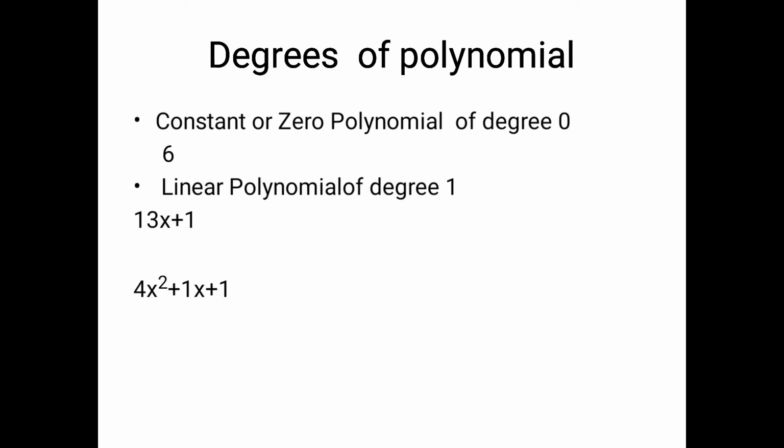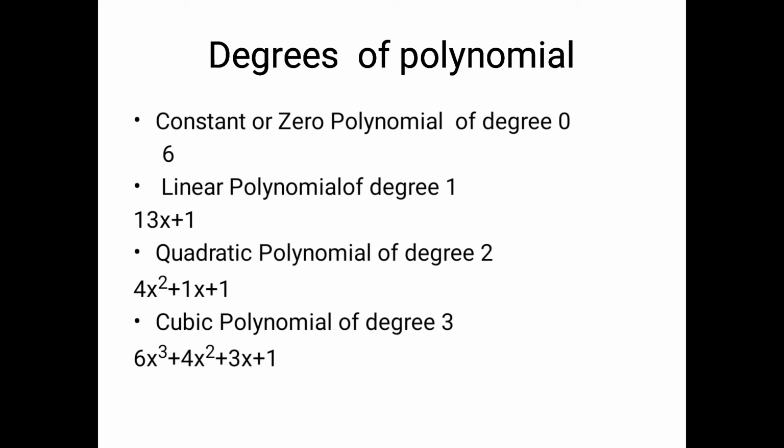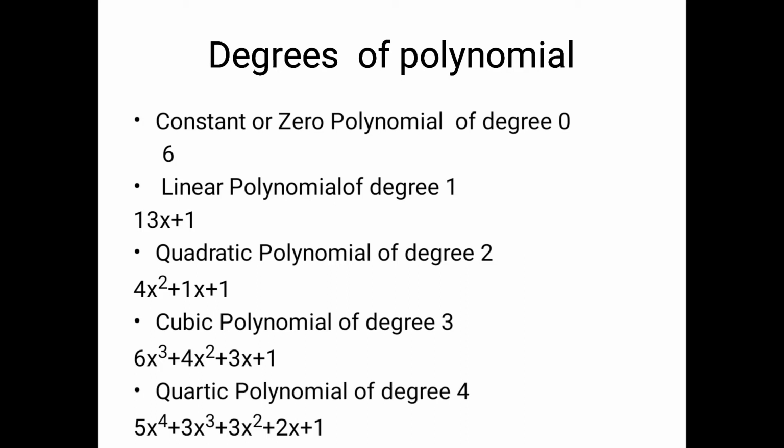We have one more polynomial, 4x square plus x plus 1. This is a quadratic polynomial of degree 2. Then we have 6x cube plus 4x square plus 3x plus 1. Here the degree of this polynomial is 3, so it is called a cubic polynomial of degree 3. Then we have 5x to the power 4 plus 3x cube plus 3x square plus 2x plus 1. Here the degree of this polynomial is 4, so it is called a quartic polynomial of degree 4.